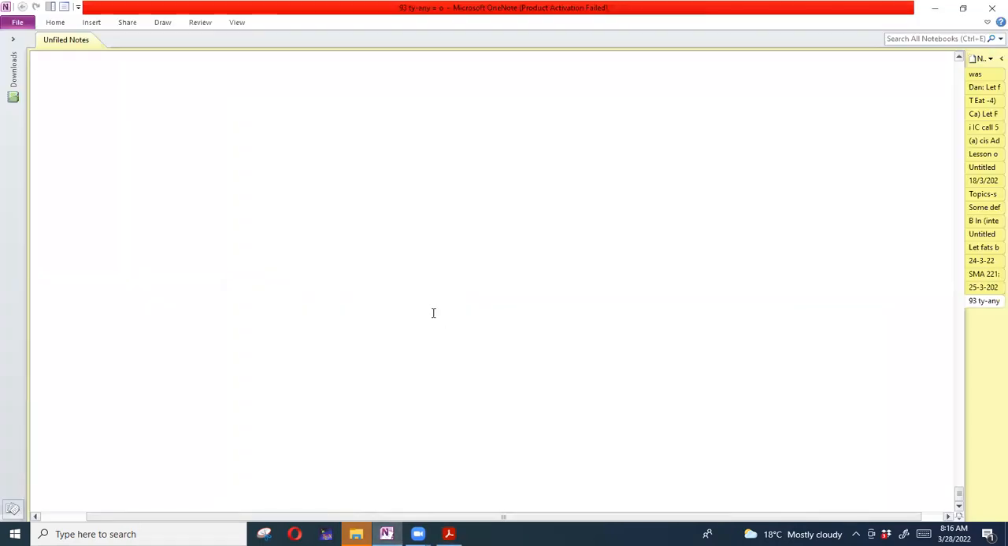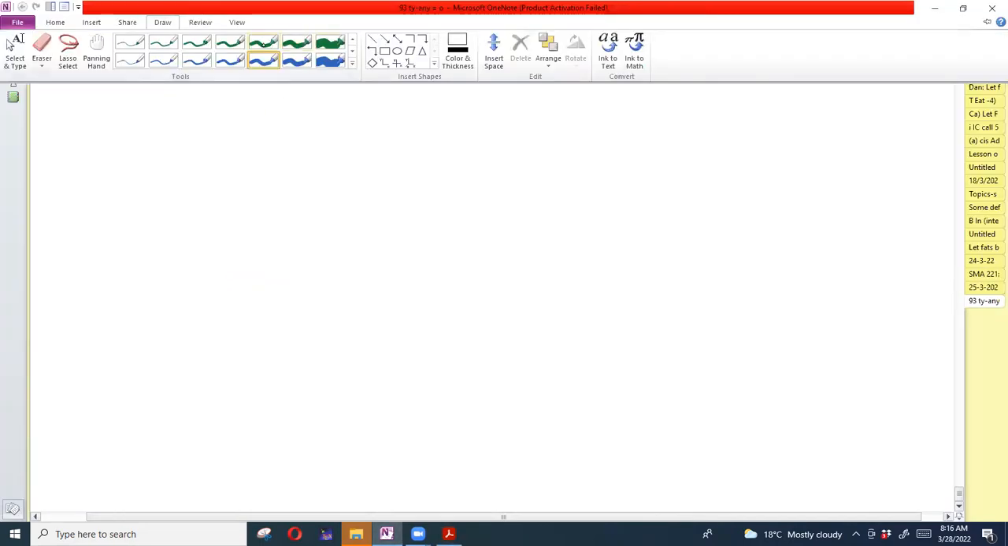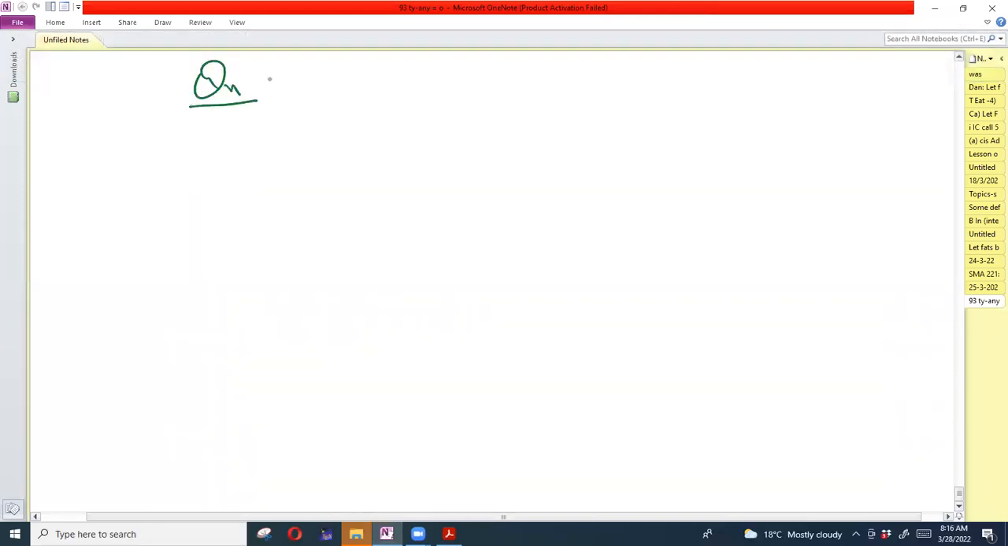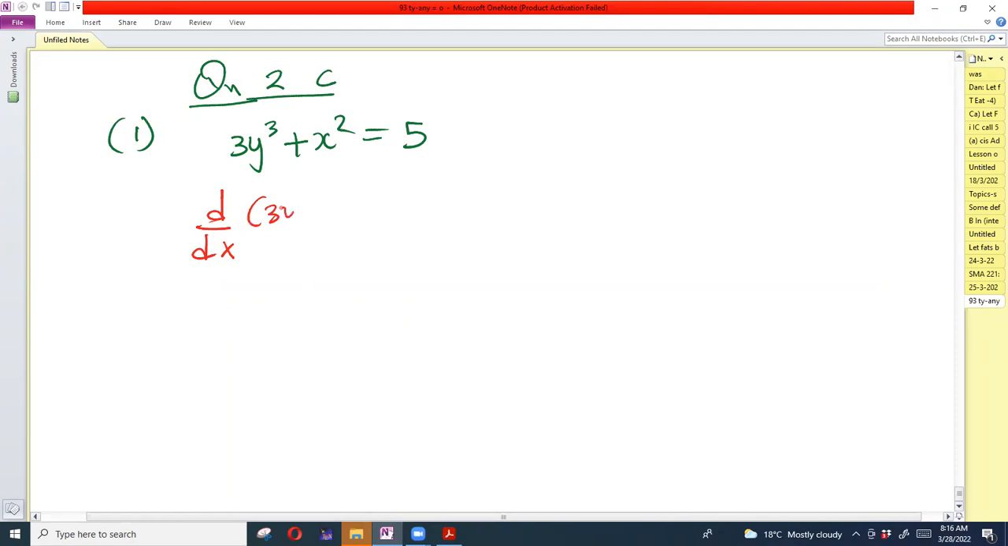So we'll have part 1, question 2c. The first one is 3y cubed plus x squared equals 5. The first step in implicit differentiation is to apply d/dx on every term. So we'll have d/dx of 3y cubed plus d/dx of x squared equals d/dx of 5.